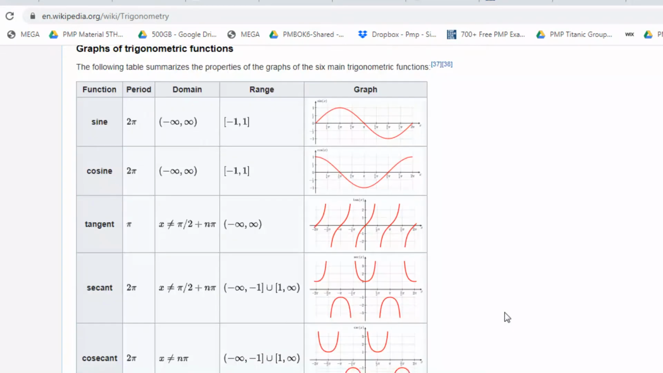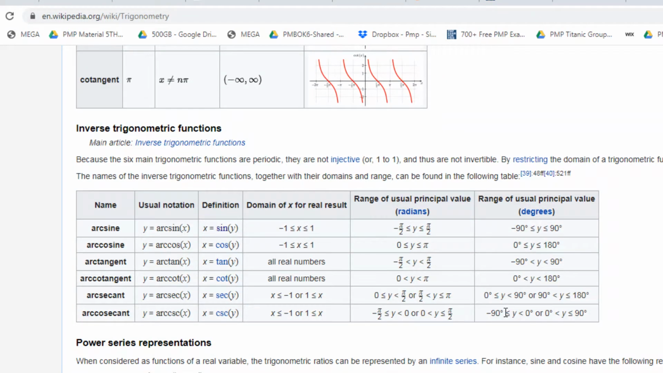And then after that we have other values. So these values are like arcsine, which is used for calculating minus or plus 90 degrees. The other one, arccosine, is used for calculating 0 to 180 degrees. And the arctan values lie between minus 90 degrees and plus 90 degrees.